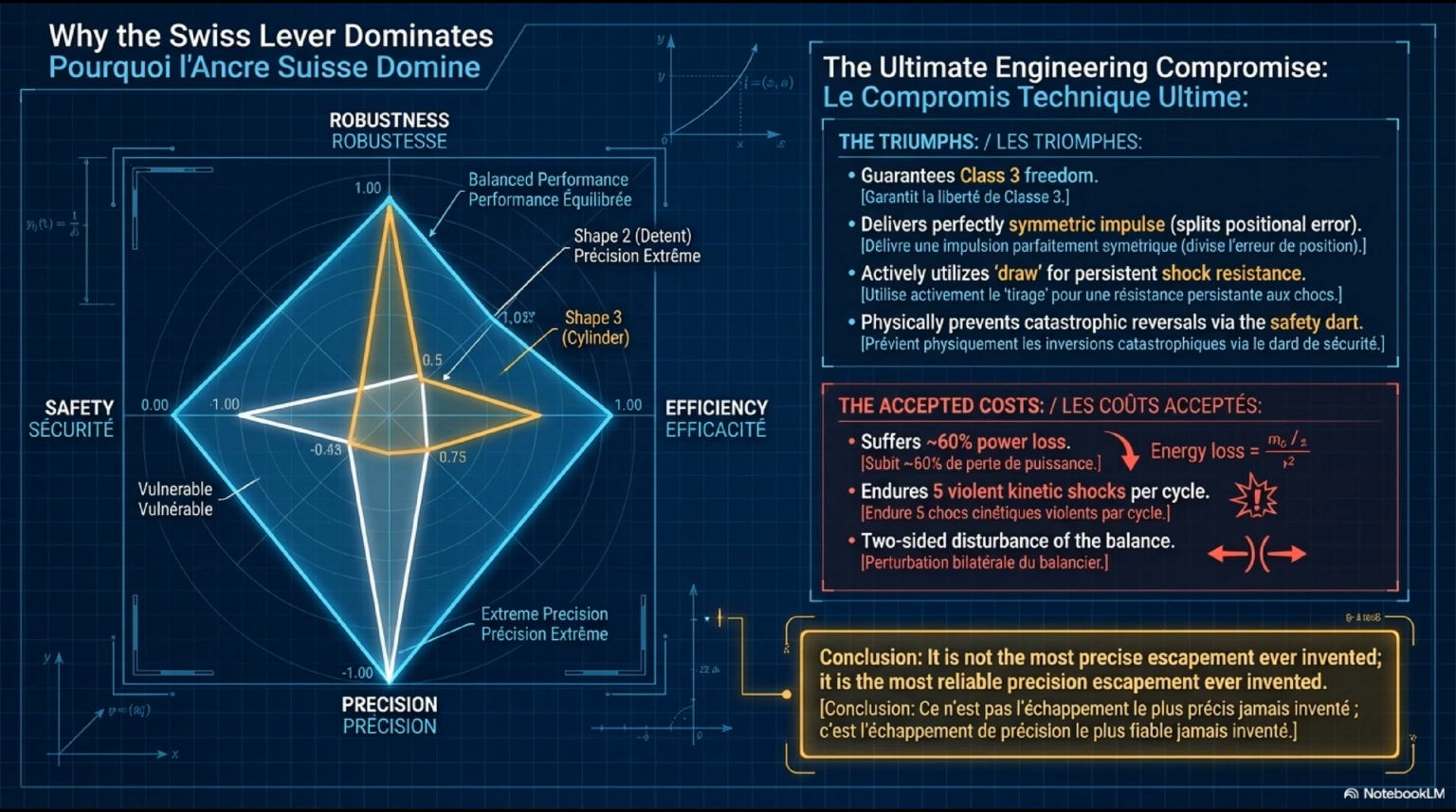The conclusion at the bottom of the slide is the most important single sentence. In this entire chapter, it is not the most precise escapement ever invented. It is the most reliable precision escapement ever invented. That distinction is everything. Precision on the bench and precision on the wrist are completely different engineering specifications. The Swiss lever solves both simultaneously, and that is why it dominates.